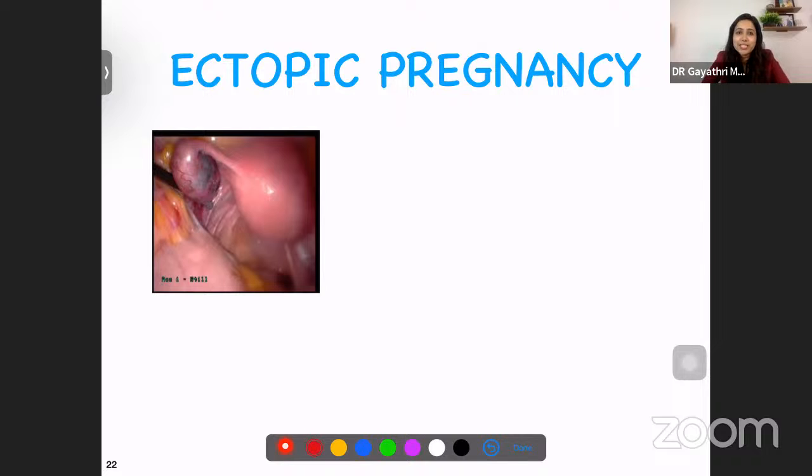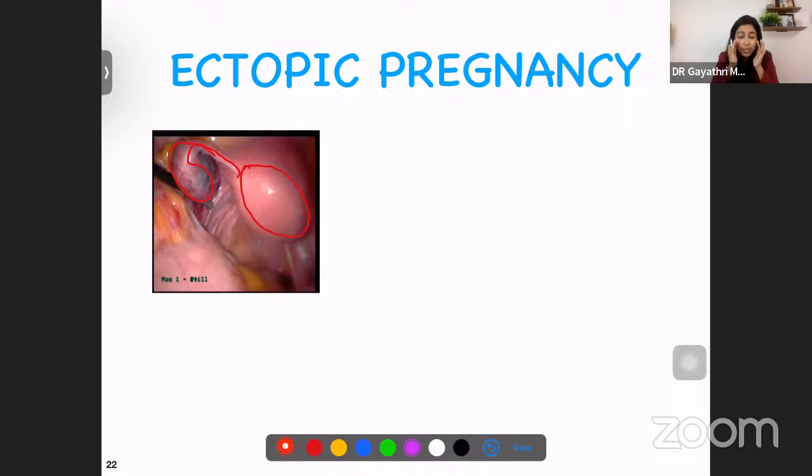What do you appreciate in this image? Again, this is a laparoscopic view. In this, you can appreciate the fundus of the uterus, and you can see that there is a bulge present in the tube. This is basically showing an ectopic pregnancy. So let me ask, which side is right and which is left for this patient? Is it a left-sided or a right-sided ectopic pregnancy which is shown here? This is basically a left-sided ectopic.